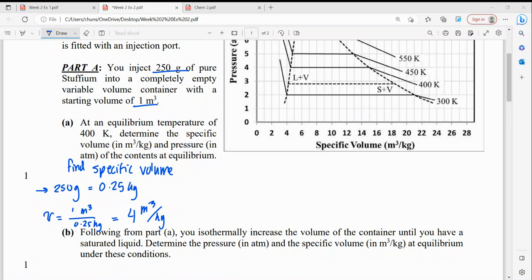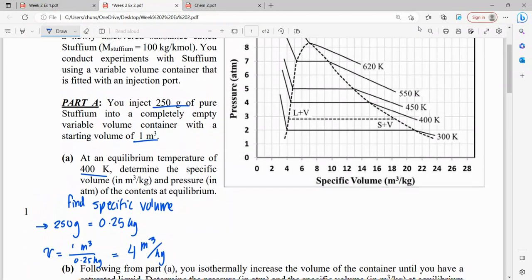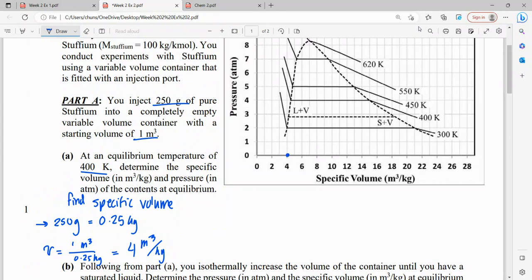Now we want to find what our pressure is. So we know we're given 400 Kelvin as our temperature. So let's find the point we just found and then read up to 400. 400's up here. And so it touches the line there. We read across, and that's about 5 atmospheres.